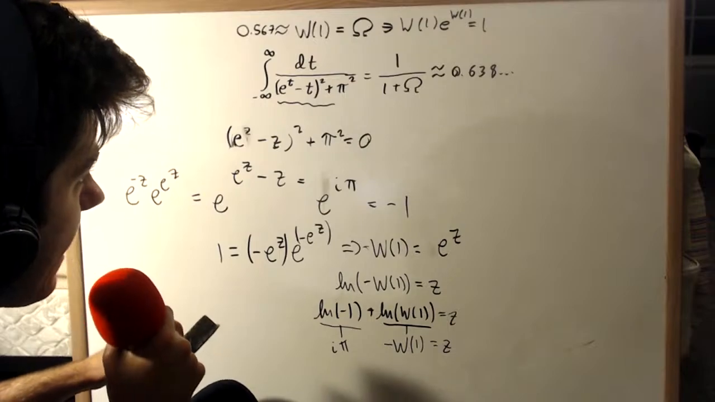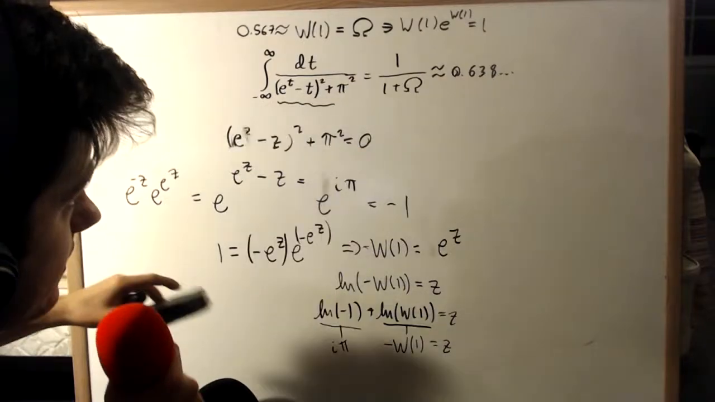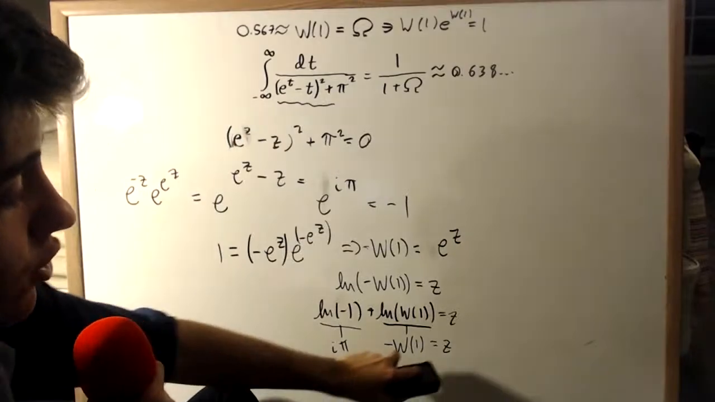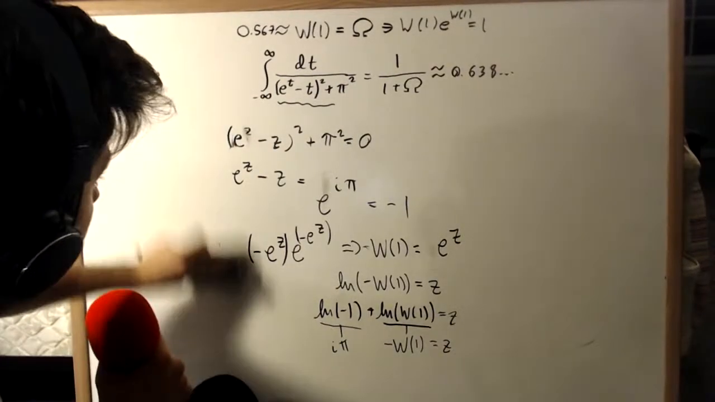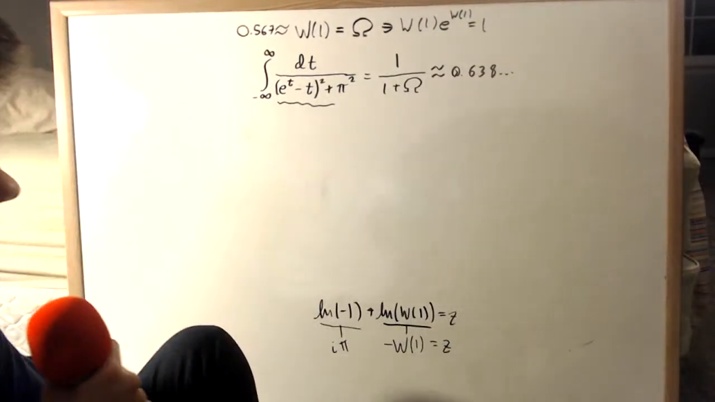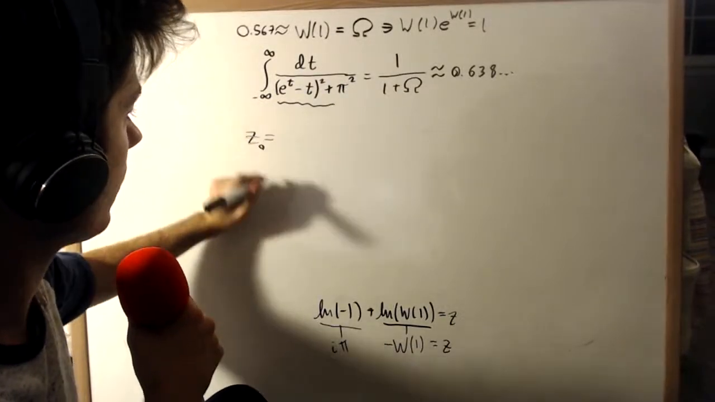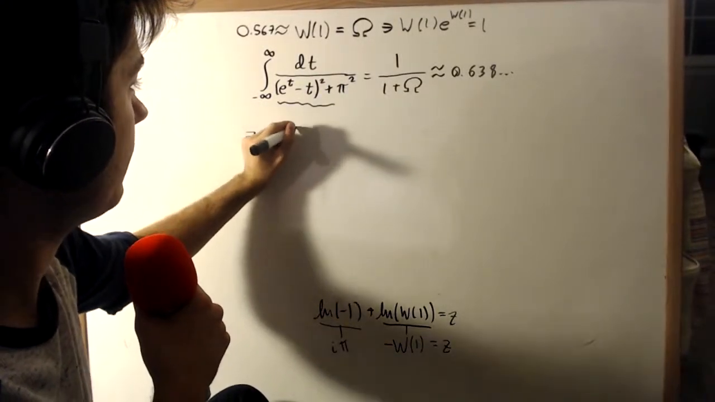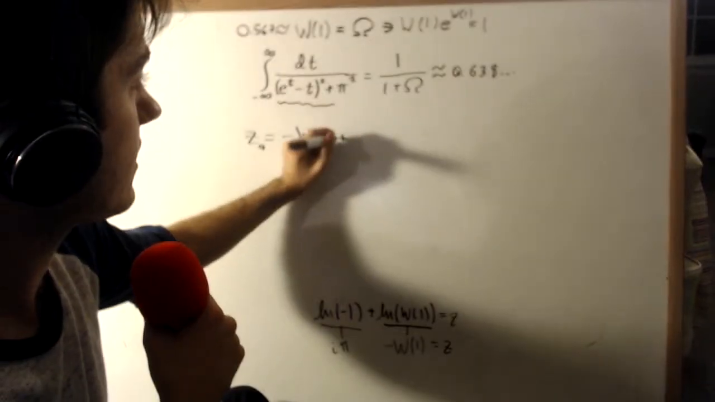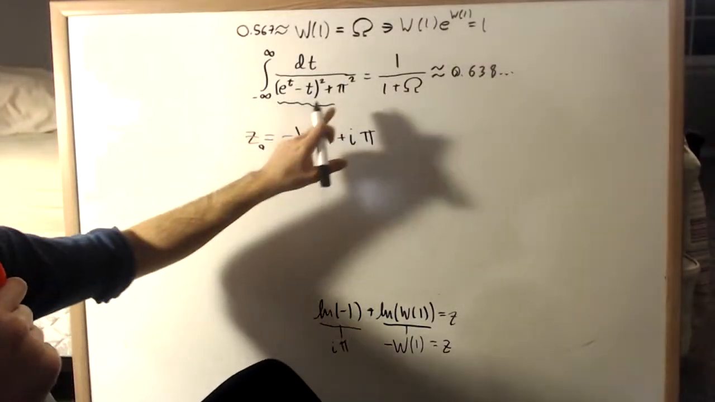Now, I want to know what this divided by this is in the limit as it approaches this new number that we've solved for. We set the denominator equal to 0, and we solve for when it equals 0. So we've been able to show that z0 equals negative W of 1, which is again omega, plus i times pi, is a solution to this equation in the denominator.